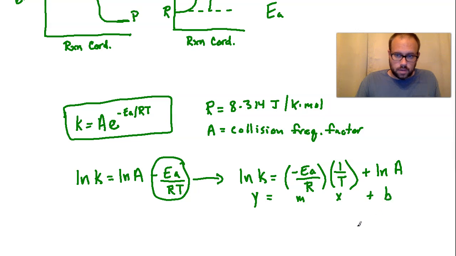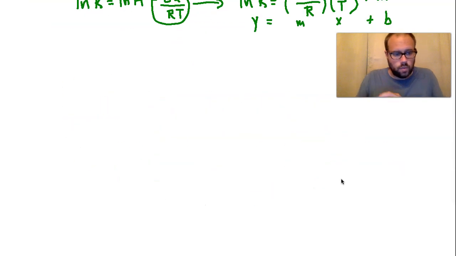Now, if I take a look here, I have y equals mx plus intercept. So if you were to graph this out, you can graph the natural logarithm of k against 1 over temperature. And when you do that, you will end up with your EA over R as the slope. Now again, because this is negative, you're going to see a negative slope appearing in these types of reactions.